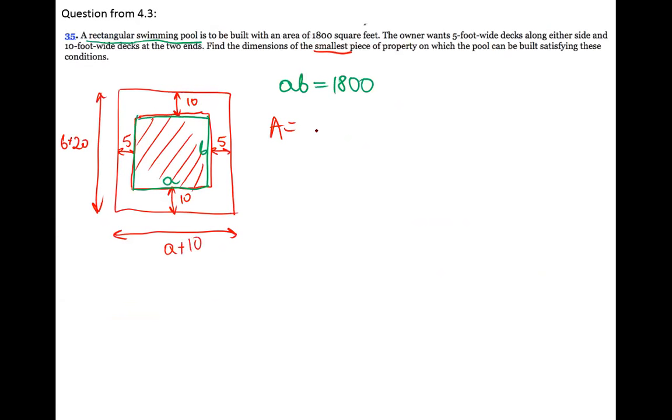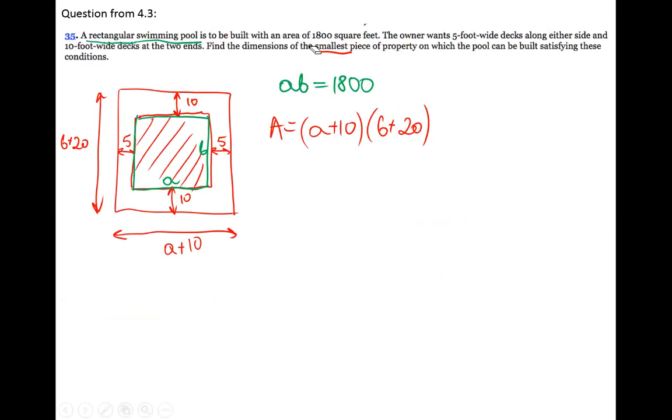That means the area is A plus 10 times B plus 20, and we have to minimize this because we have to find the dimensions of the smallest piece of property. We're trying to have a function and minimize it. In order to minimize, we have to find the derivative, critical points, and minimum. We do have some restriction, of course.